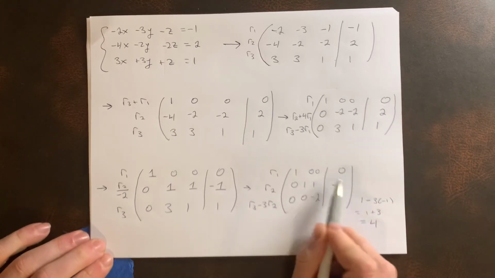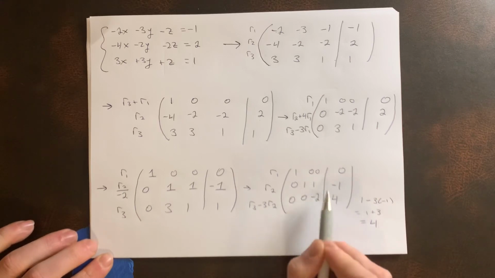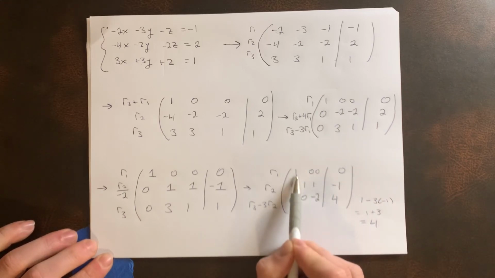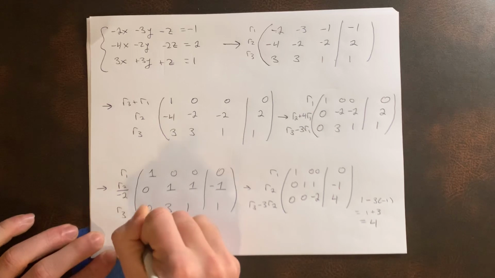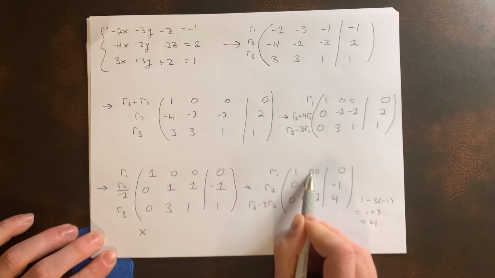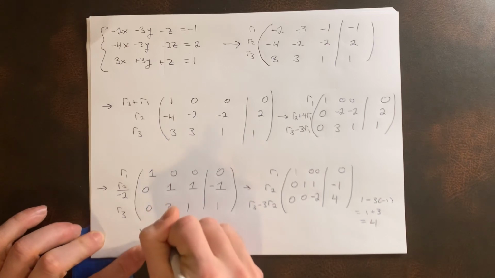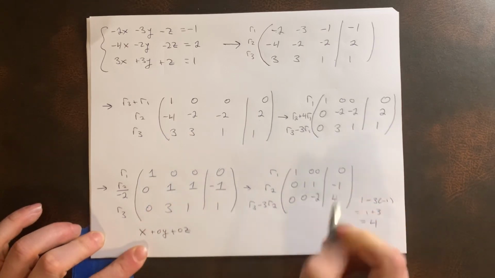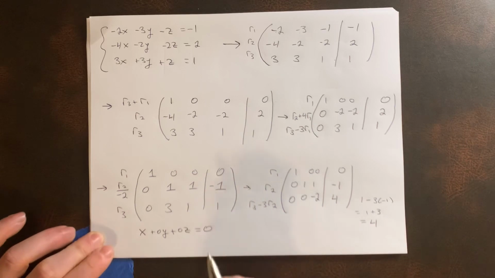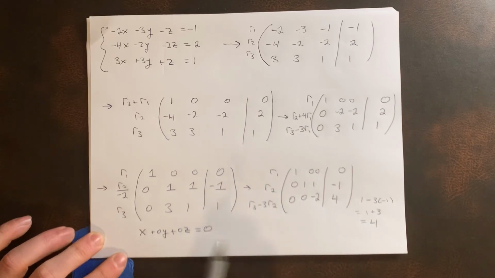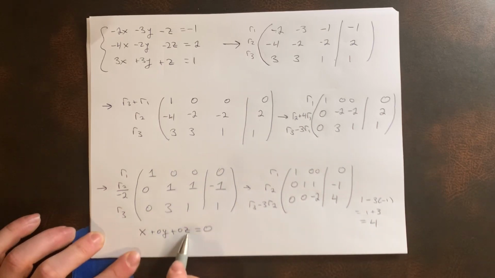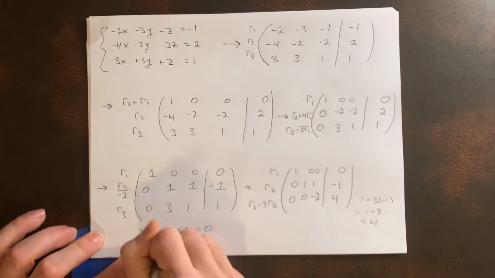So if we turn this back into a system of equations, this top row is saying that we're going to have 1x, so an x, plus 0y plus 0z, let's just write it in there, is equal to 0. Or in other words, those go away, because 0y and 0z, that's a 0. So what we have here is x is equal to 0.